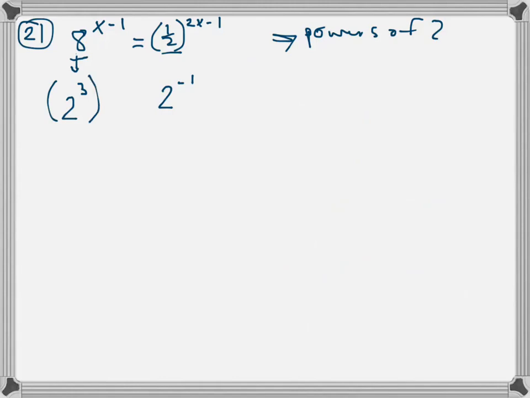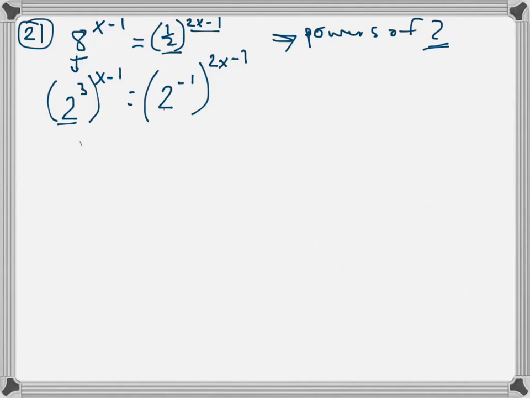Now I need the original exponents. So 2 to the 3rd raised to the x minus 1 power is equal to 2 to the negative 1 raised to this original 2x minus 1 power. Okay? So again, let me go back a step here. They had different bases, but this was a special case where both of them could be rewritten as powers of the same base, in this case, 2. Because 8 is the same thing as 2 to the 3rd, and 1/2 is the same thing as 2 to the negative 1.